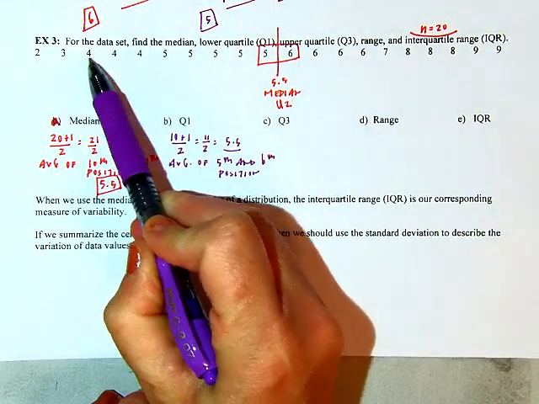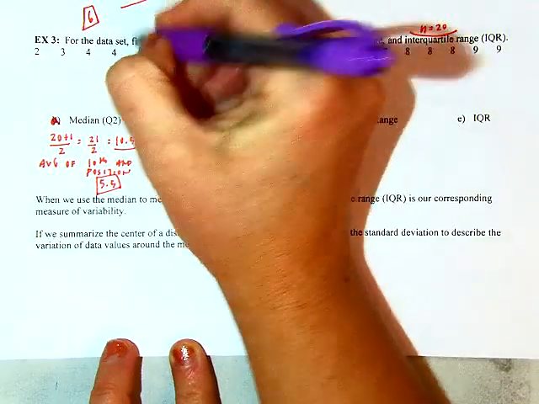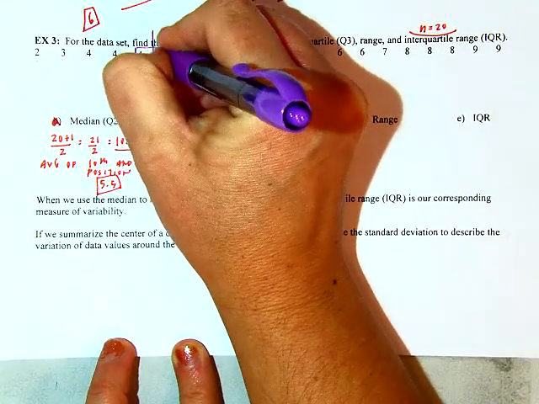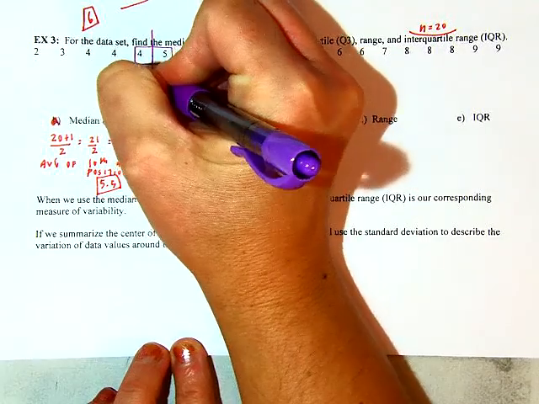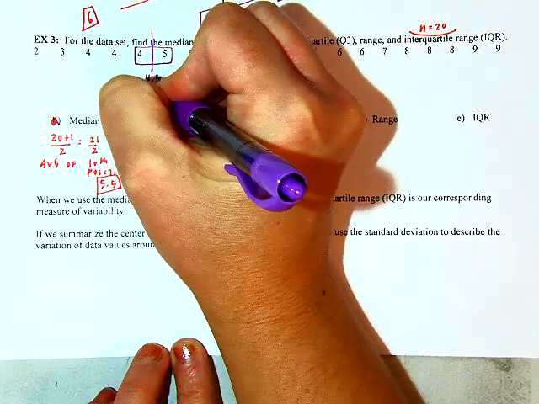So 1, 2, 3, 4, 5. Here's 6. And I'm looking at the average of 4 and 5, so I can see that that would be just 4.5. And that's my Q1.